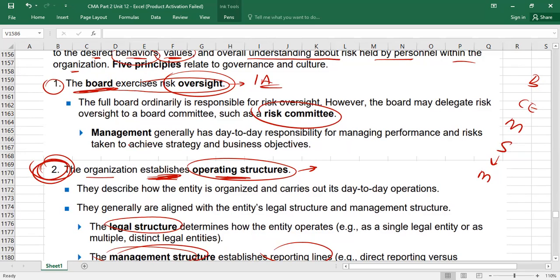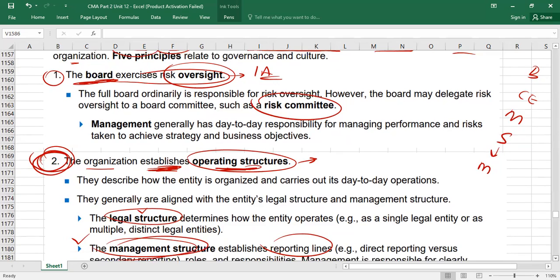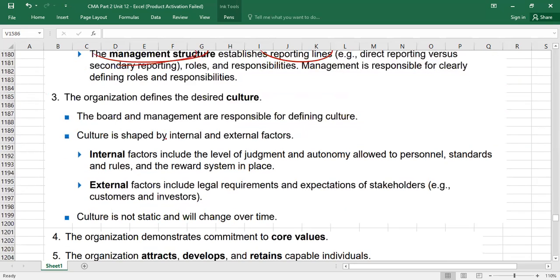There must be a hierarchical structure of the organization, and there may be two types of structure. Mainly our focus is on management structure, right? But legal structure is also there. Then the third thing we need to do: the organization defines the desired culture.